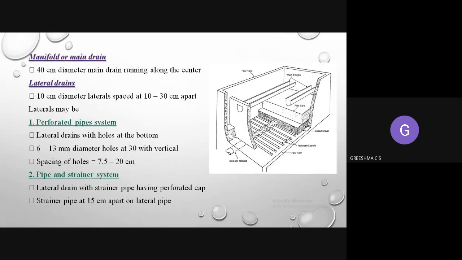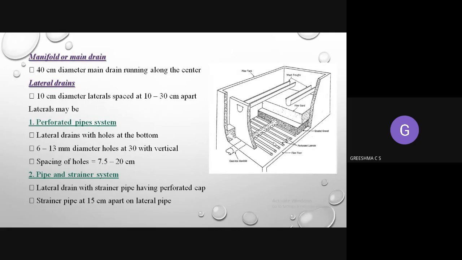To the manifold, different lateral drains are attached. These are 10 centimeter diameter pipes, and they are placed at a distance of 10 to 30 centimeters apart. That means the distance between these lateral drains is 10 to 30 centimeters. So these are the lateral drains.